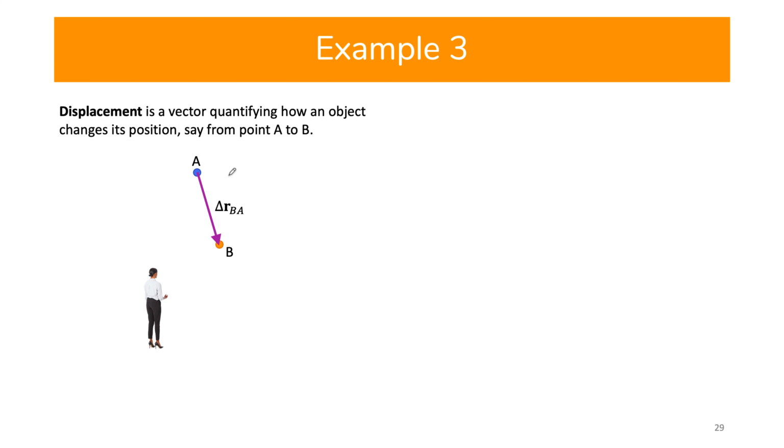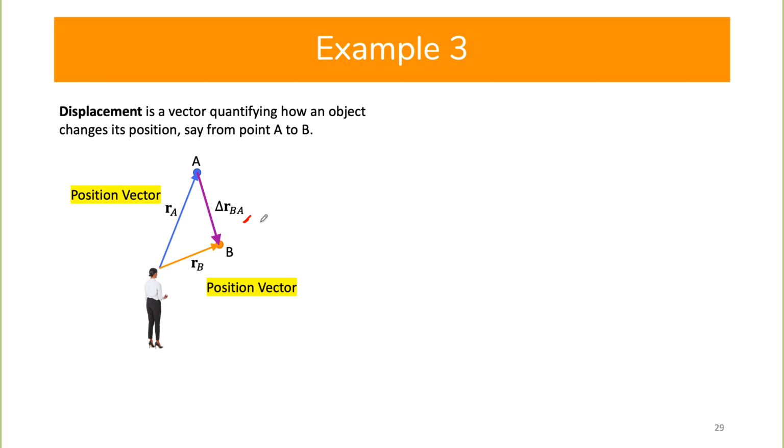And the displacement is a vector that connects point A to point B, where the head of that displacement vector is at point B. So let's call it delta RBA. This lady can also observe point A and point B and where they are. And she can describe them in terms of position vectors, as you can see here.